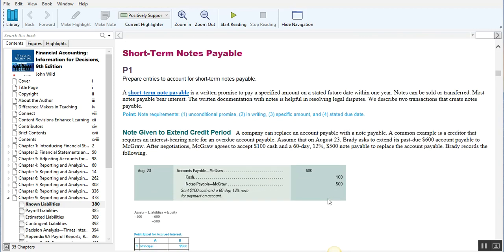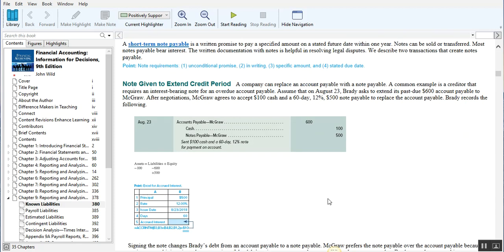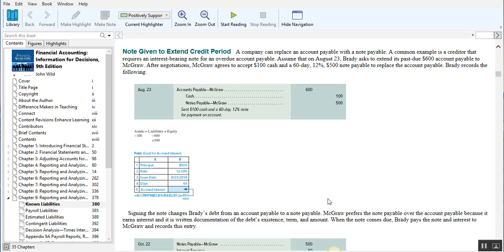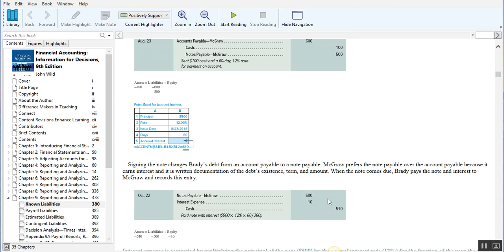Short-term notes payable are going to be things that you take out for 60, 90, 180 days, something like that. And it may be related to a couple of different things. One of them might be that you have an accounts payable you can't pay the full balance on, and so you negotiate with your vendor and say, look, I'll give you a note for the balance, pay you a portion, and that note for the balance will include a payment on interest, a certain percentage of interest. So in this case, it's $100 cash and a 60-day 12% note that will be paid, and that 12% will be interest.